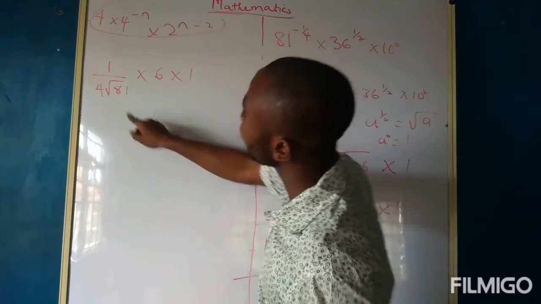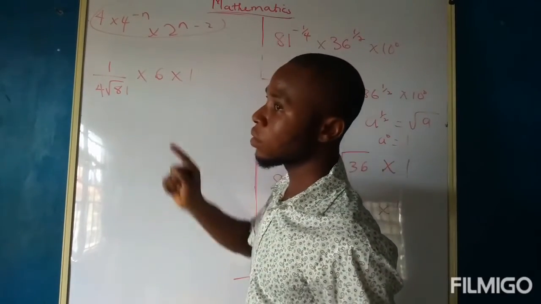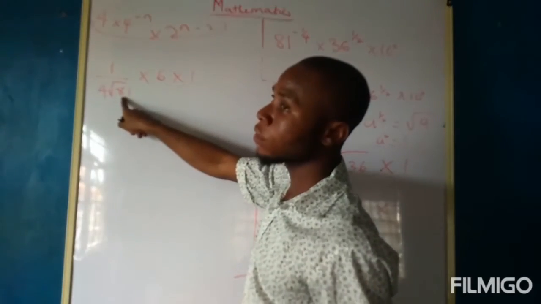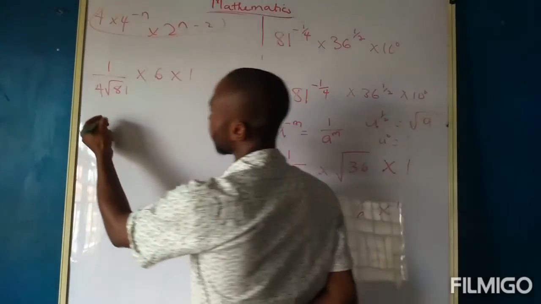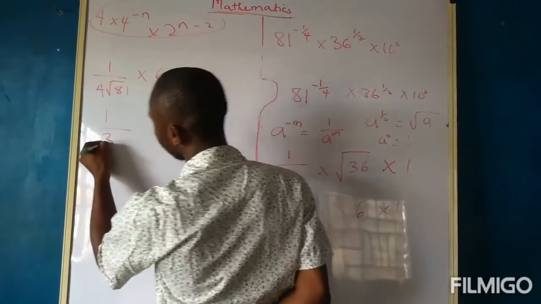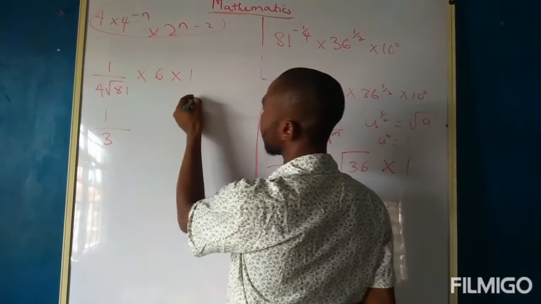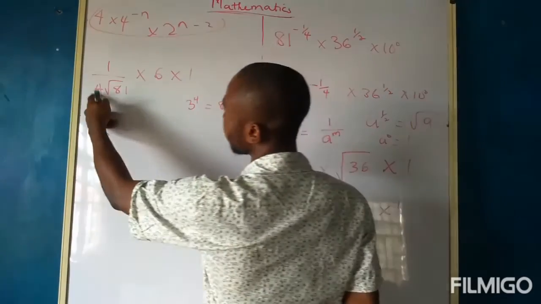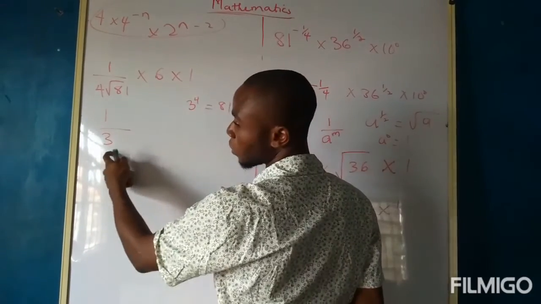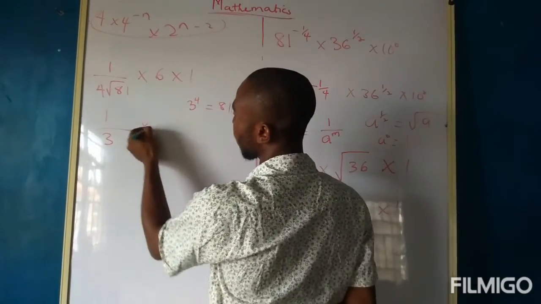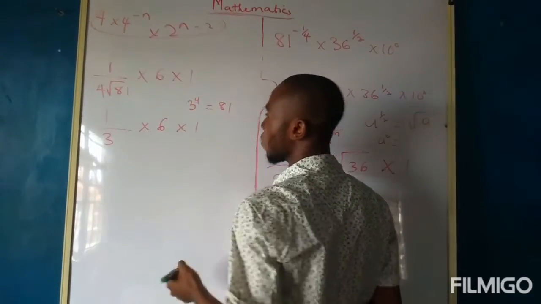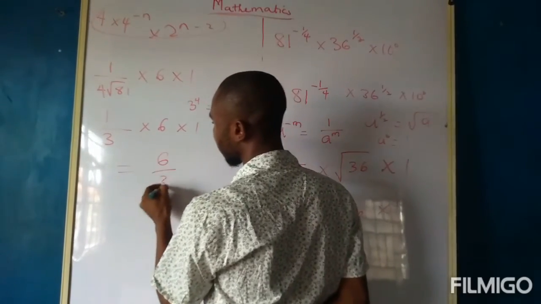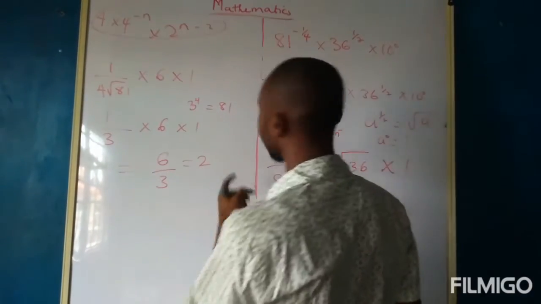So as I was saying, you are supposed to look for a root number such that when we multiply the number by itself 4 times, it's going to give us 81. And like I said, that number is 3, because 3 raised to the power 4 is 81. So definitely, the quad root of 81 is 3. So 1 over 3 multiplied by 6 and multiplied by 1, and that is going to be 6 over 3. And the answer is equal to 2.